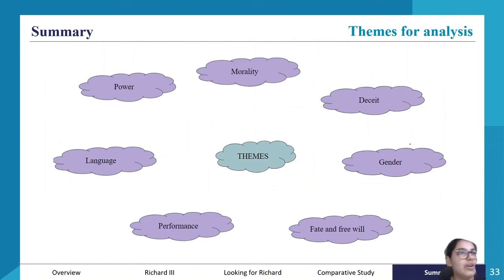So, themes for analysis. How should you go about analyzing the play? So these are some themes: morality, deceit, gender, fate versus free will, performance. So with performance, you could talk about Richard's performance, the performance he puts on. But another thing you could go metatextual, and you could actually talk about Shakespeare and Pacino's performances, the acts they put on to achieve their authorial purpose. You could obviously talk about language. Language is a good one because that again links back to metatextuality really well, and power.